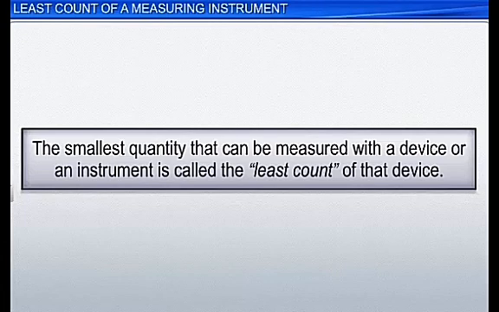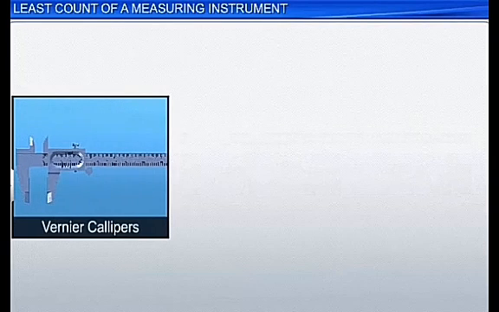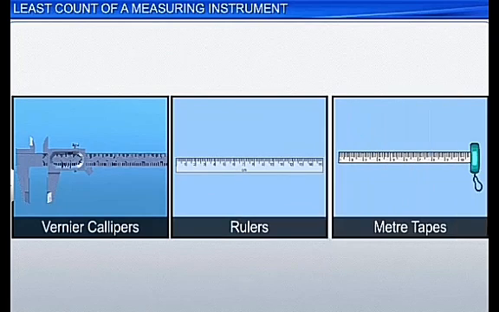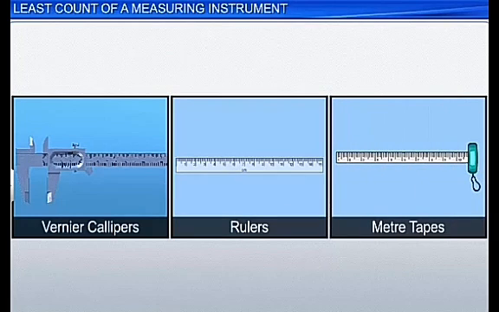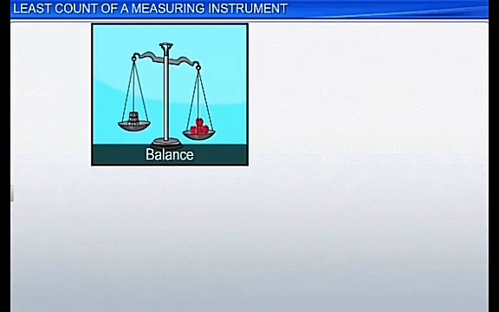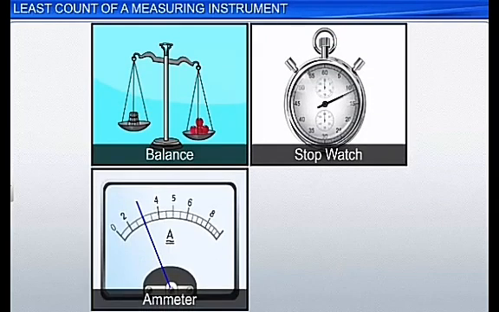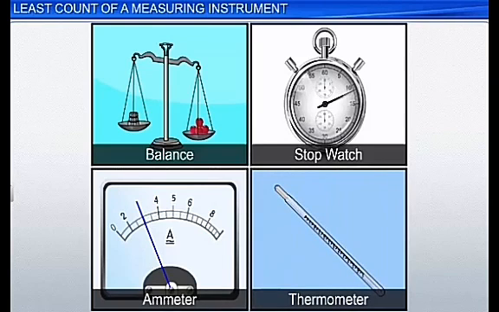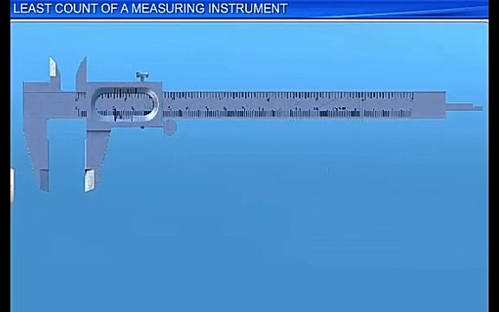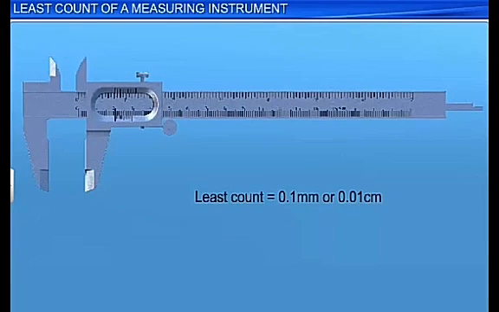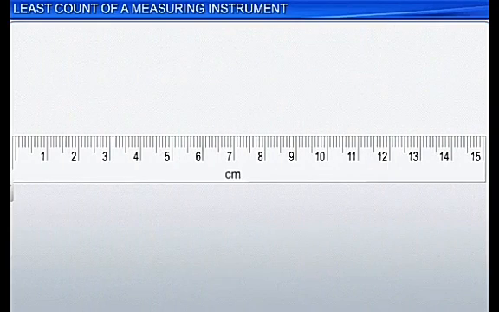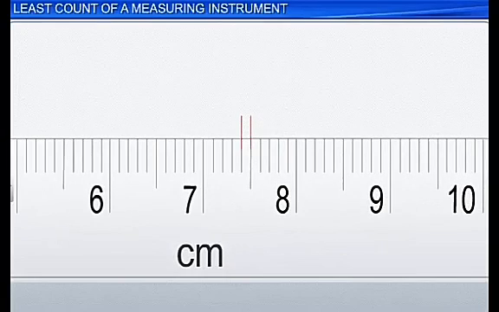device. Some instruments that we use to measure length are the vernier calipers, rulers, and meter tapes. Similarly, we measure mass with the balance, time with the stopwatch, current with the ammeter, and temperature with the thermometer. The vernier caliper can measure up to 0.1 mm or 0.01 centimeter, while the plain scale or ruler can measure up to 1 mm or 0.1 centimeters.